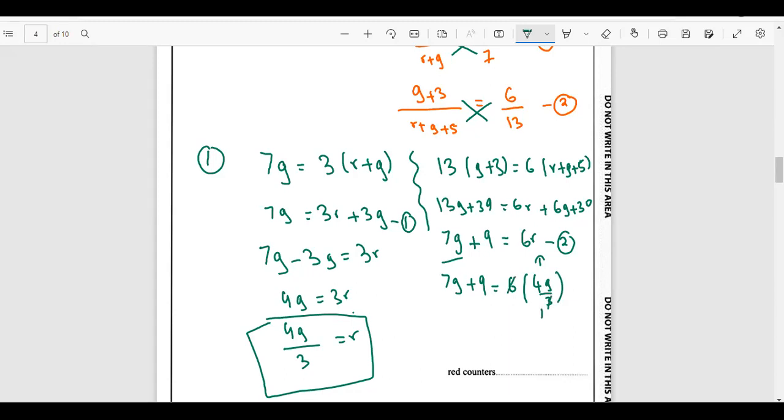Yes, miss. What did you say? Please simplify this equation and tell me the answer, okay?